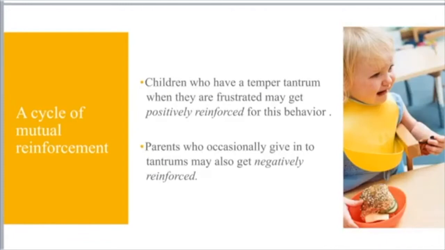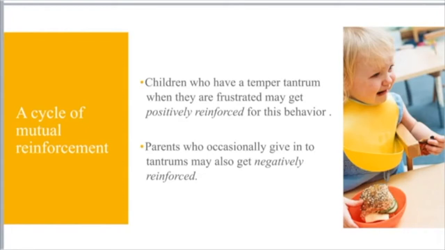We also know that there are cycles of mutual reinforcement. I'm going to look at this real quick, but I'm going to ask you, what is an example of a positive reinforcement or a negative reinforcement in this situation? Right? Children who have a temper tantrum when they are frustrated may get positively reinforced for this behavior. Parents who occasionally give in to those tantrums may also get negatively rewarded. So think about that. Pause this real quick. What would an example of a positive reinforcement be? What would be an example of a negative reinforcement in this situation?